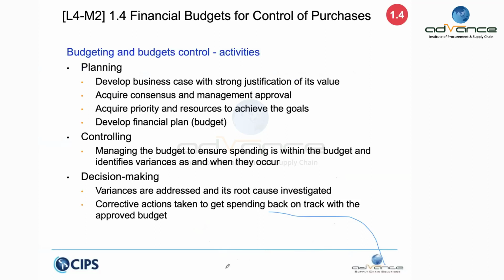Again, remember, in order to get the budget, you need to do a business case with strong justification about the value. Remember, when you say that this contract will cost us $150,000, management will think twice. You need to prepare a very nice paper and present it on a business case basis to the stakeholders, to the management, to say that this is a good spend. And then you get your budget approved.